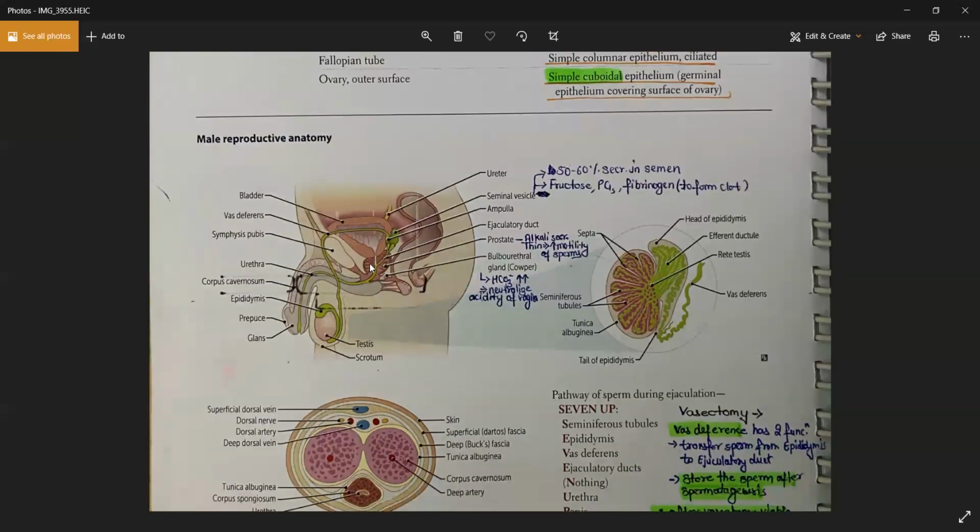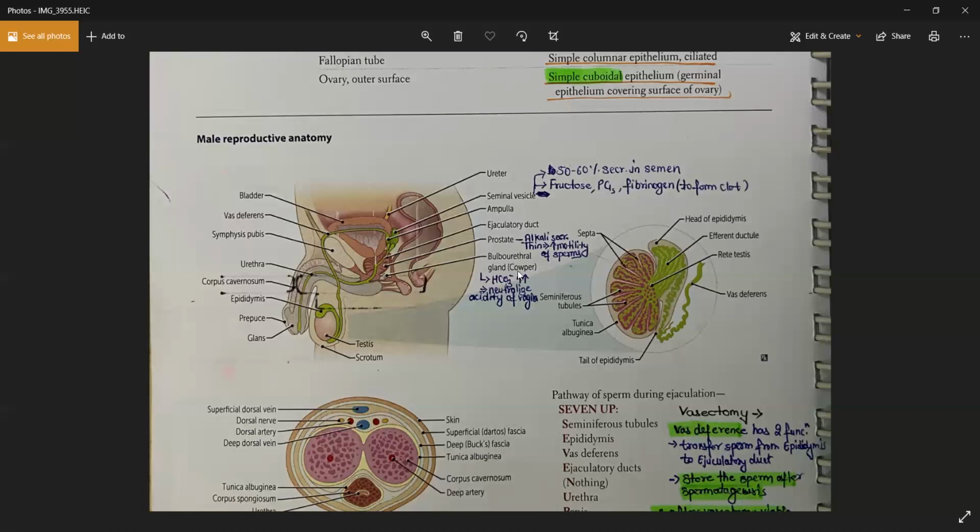Okay, see what happens is when these vas deferens meet with the seminal vesicles, seminal vesicles will secrete fructose, energy, prostaglandins, and fibrinogen, and they consist of around 50 to 60% of the secretions in the semen. So the majority part is always from the seminal vesicles. Okay, and finally they enter into the prostate gland. Prostate glands will secrete the alkaline secretion that will make the semen very thin, and that increases the motility of the sperms.